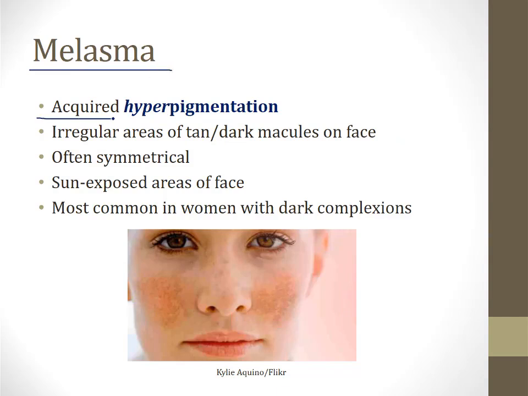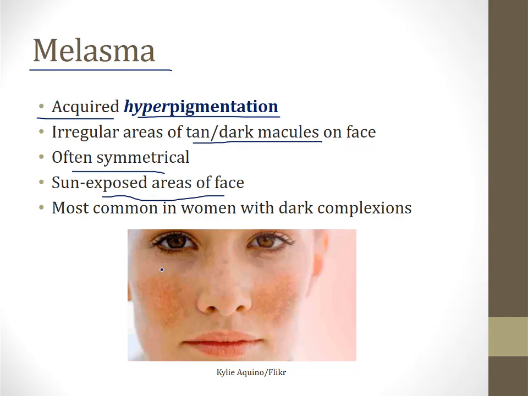Melasma is an acquired disorder, so it is not genetic, it is not inherited, and you can think of it as the opposite of albinism. In this disorder, there's hyperpigmentation, meaning excess melanin present in parts of the skin. This disorder most commonly occurs among women, and it leads to irregular areas of tan dark macules on the face. These are often symmetrical, and they're often in sun-exposed areas of the face. This is a classic picture shown on the screen here.